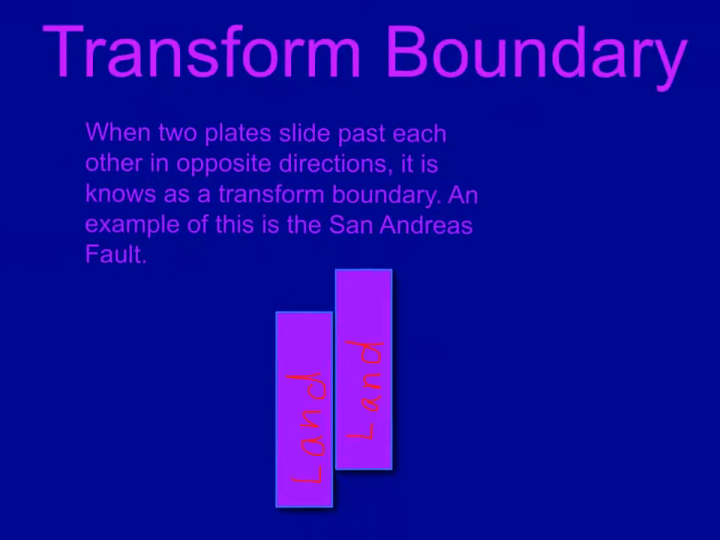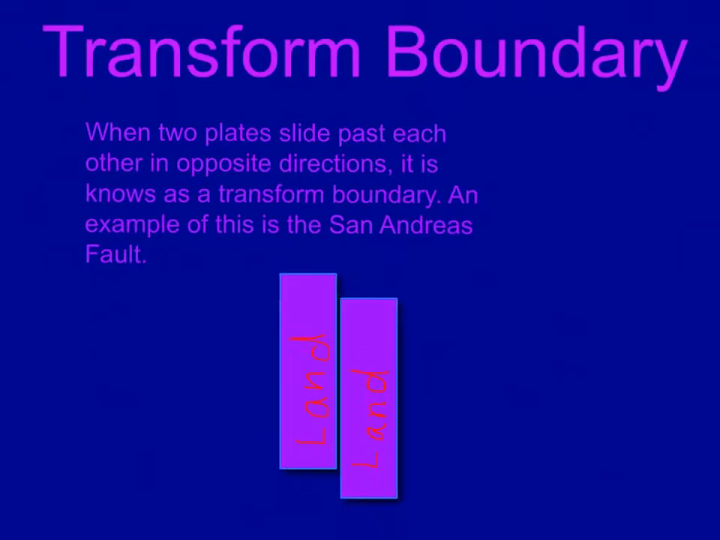Transform boundaries. When two plates slide past each other in opposite directions, it is known as a transform boundary. An example of this is the San Andreas Fault.